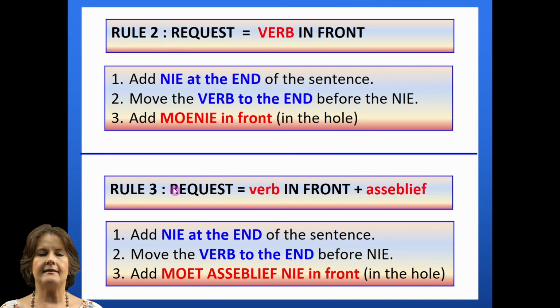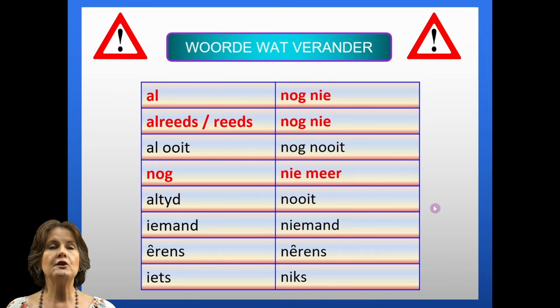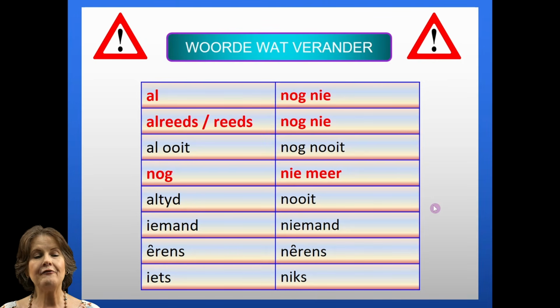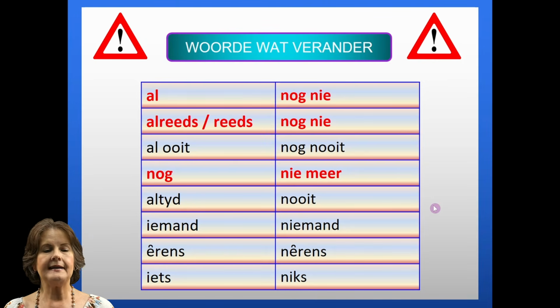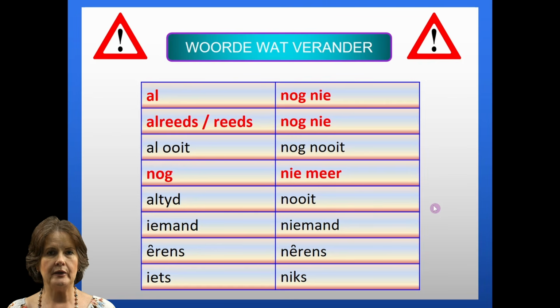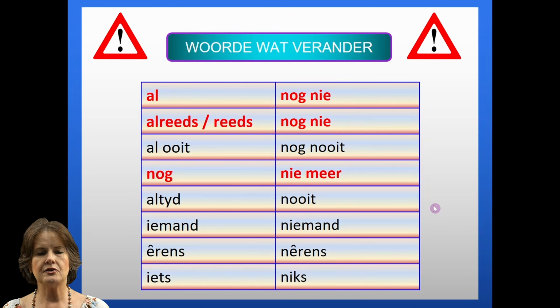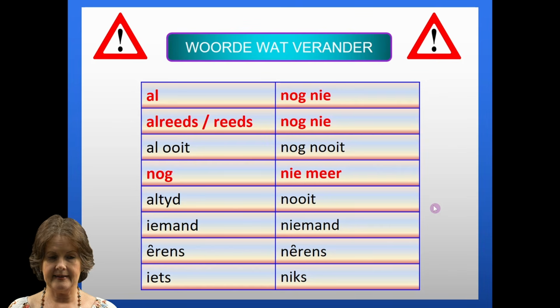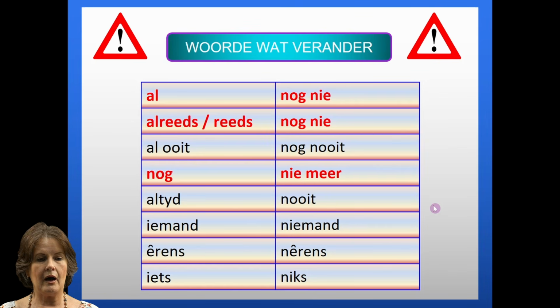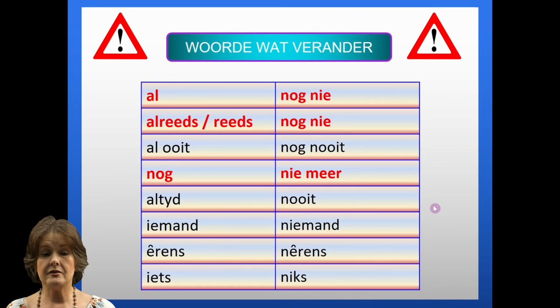Right. Let's look at these slide forwards. This is in rule 1 and in questions and statements where you have inside a negative. It is a word that has got its own negative form, and then you change it to the negative. So al goes to nog nie together with alreeds and reeds. They all mean yet. Then please learn them very, very well, because you cannot do negatives if you don't know these changes. Nog means still, it goes to nie meer. And the rest you know because it's the same as in English.